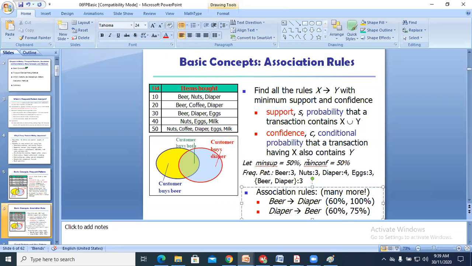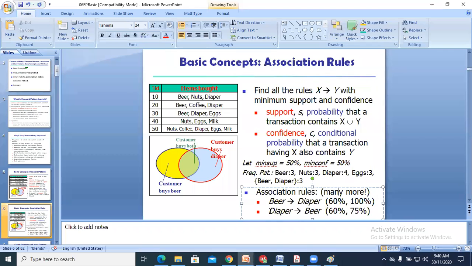And similarly, we will find the confidence, the probability that a transaction having X also contains Y. So in 3 transactions we have purchased beer, and for all these transactions we have the diapers. So we are 100% confident that a person who purchased beer will also purchase diapers. So the confidence is 100%.